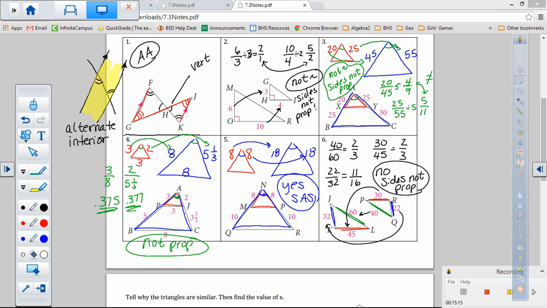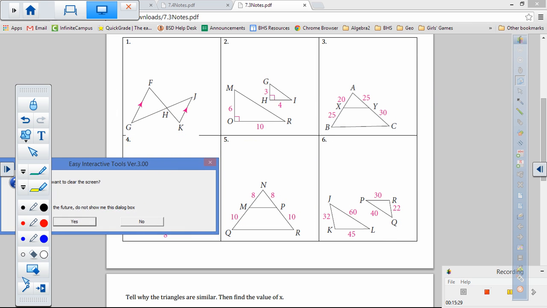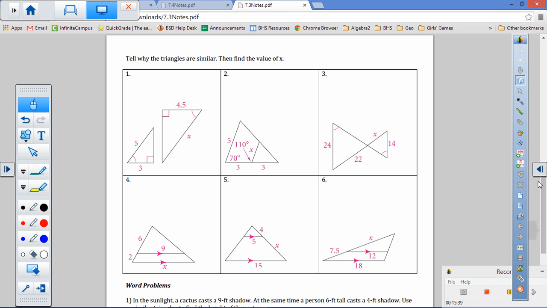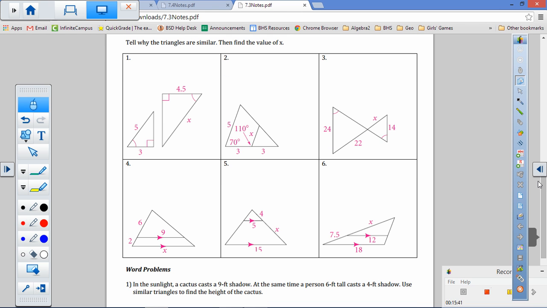Okay, so those are examples of being able to tell whether or not your triangles that are given to you are proportional or not. Now we're going to talk about using proportional triangles to solve for a missing piece. So let me scroll my page up for you. Okay, see if I can get this to scroll. All right, and so we are going to use this to figure out that piece that we're missing.